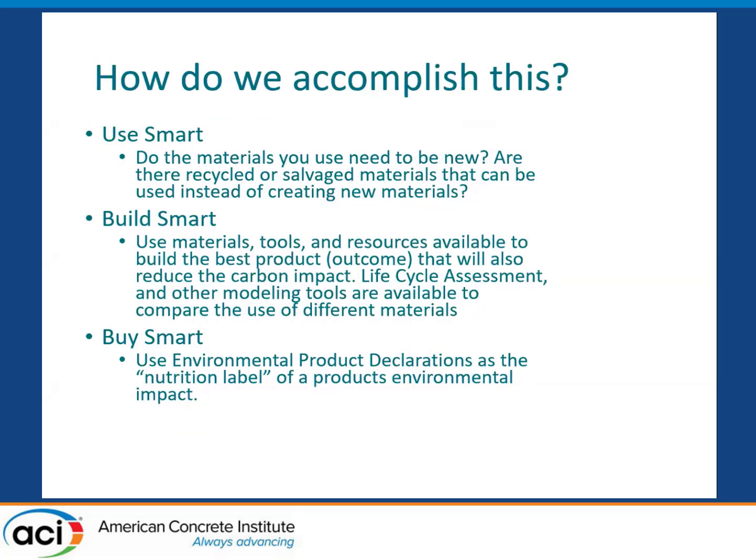So how do we accomplish reducing our CO2? We use SMART. Do the materials we need to use need to be new? Are there recycled or salvage materials that can be used instead of creating virgin materials? Building smart: use the materials, tools, and resources available to the buildings and determine the outcomes by using life cycle assessment. And then buying smart: using environmental product declarations and LCA calculators to determine which products, or how we add into those products, give us the best solution that we're looking for.